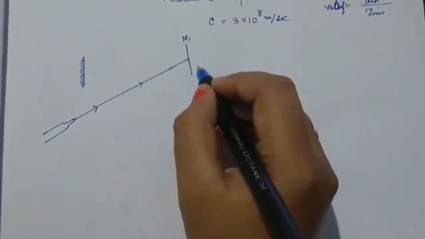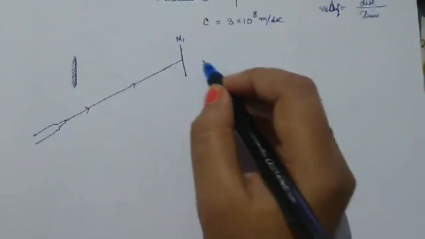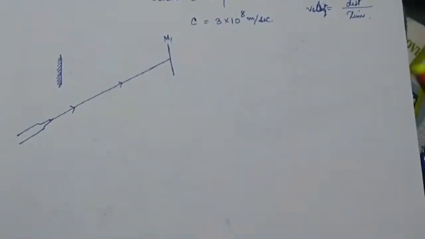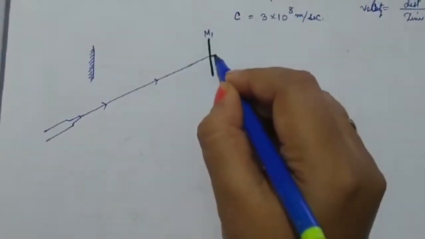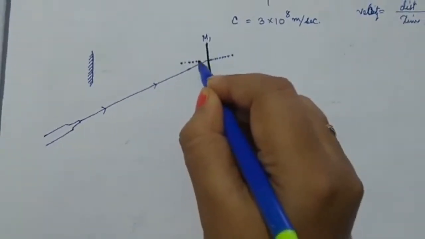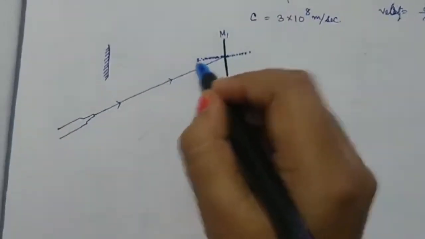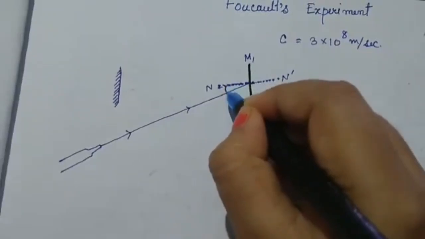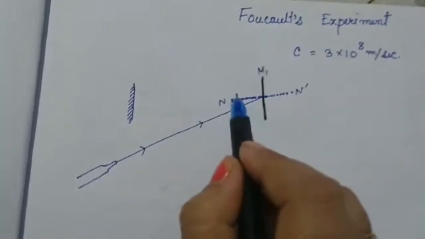It is a two-sided mirror, and it can rotate. It is not totally vertical; it is a little bit inclined, and it is rotating. Let me use a green line and draw a normal on it. This is a normal, say n dash. You know that this is the incident angle, and the angle of incidence is equal to the angle of reflection. So this ray will be reflected like this.